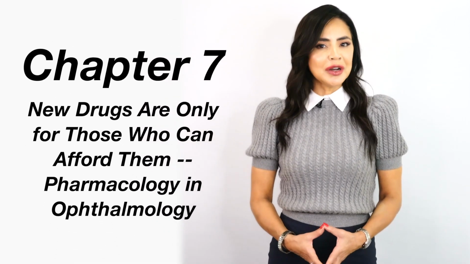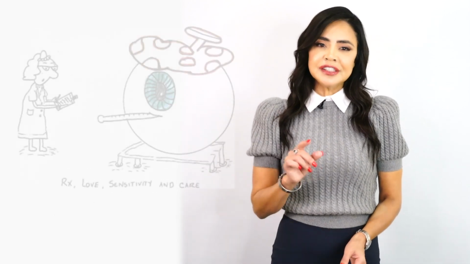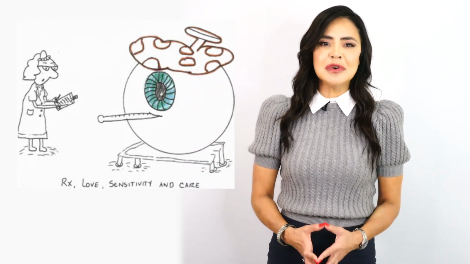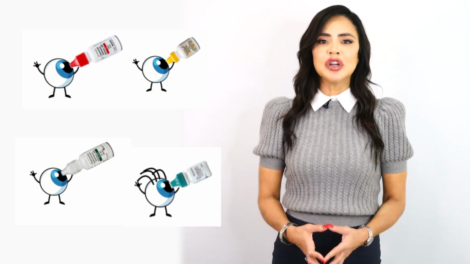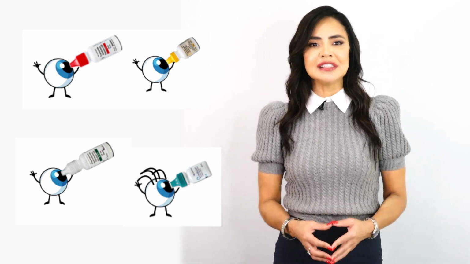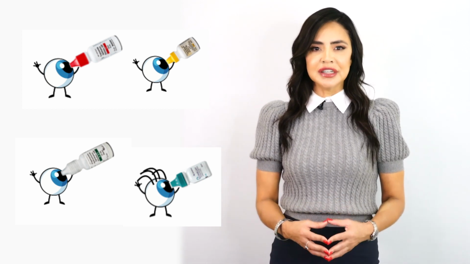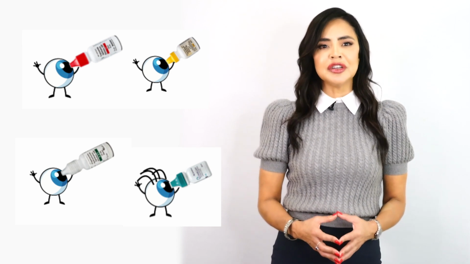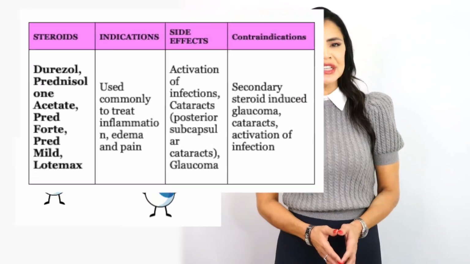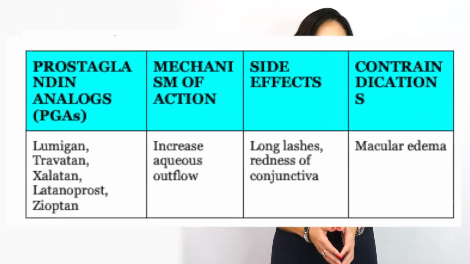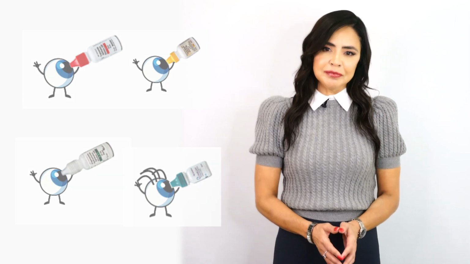Chapter 7. New drugs are only for those who can afford them. Pharmacology and ophthalmology. It is critical for technicians to have working knowledge of the most commonly prescribed ocular medications. With so many changes in technology and research, we go over the most important updates and advancements in the ocular field today. These drugs are constantly altering our field of work, so it is important to be familiar with them. Chapter 7 tables include indications, side effects, and contraindications of all of these, as well as steroids and antivirals. Keep these tables at the ready and in your mind to be the best technician you can possibly be.